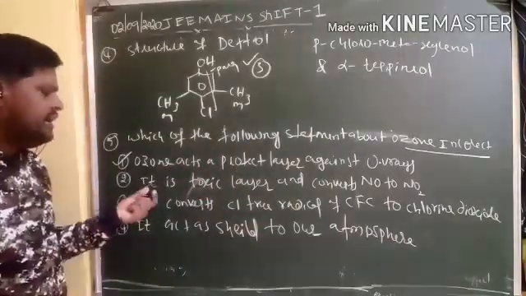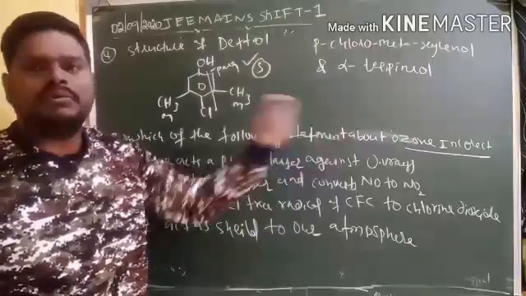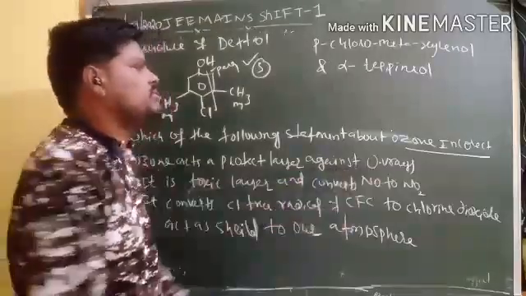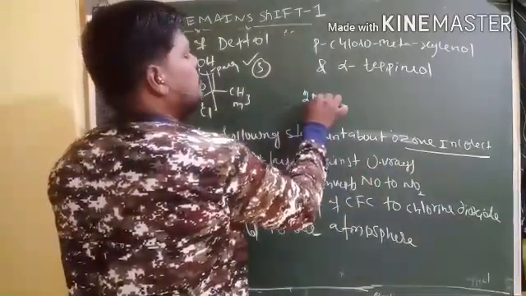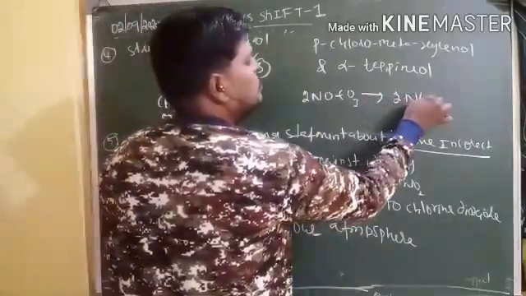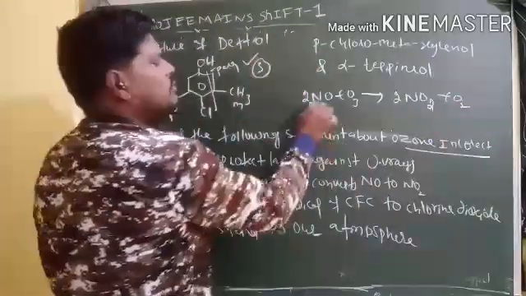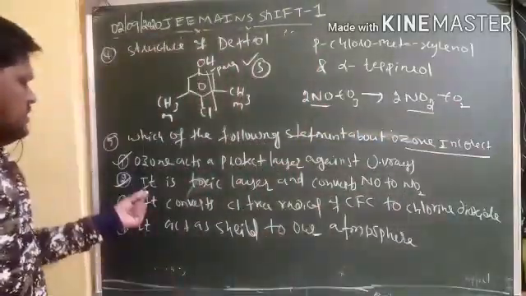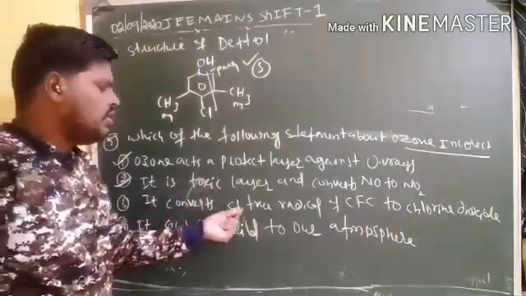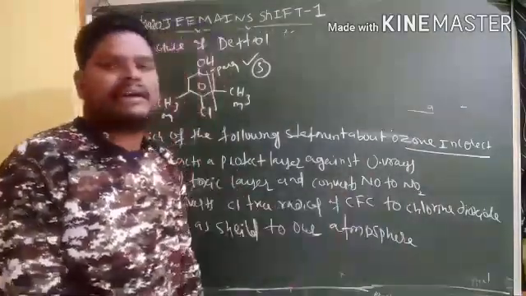And the second one, it is a toxic layer and converts NO to NO2. Yes, it is also correct. Yes, it is a toxic layer, converts NO to NO2. So NO reacting with ozone forms 2 moles of NO2 plus O2. So NO to NO2. So that's why the second option is also correct. Third option, it converts chlorine free radical of CFC to chlorine dioxide.